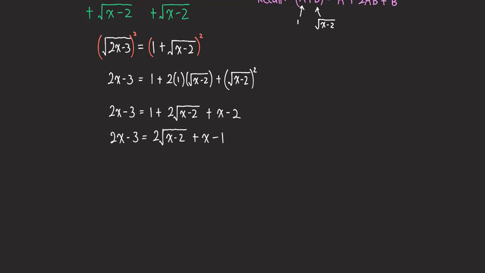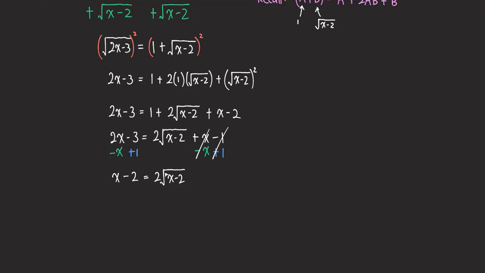Okay, so now we're going to start moving stuff around. So we are going to subtract x from both sides. And then we are going to add the 1 to both sides. Okay, so those will get cancelled because we are isolating this radical. So it becomes 2x minus x, so we get x, negative 3 plus 1, so we get negative 2. And then we are going to get equals 2 times the square root of x minus 2.